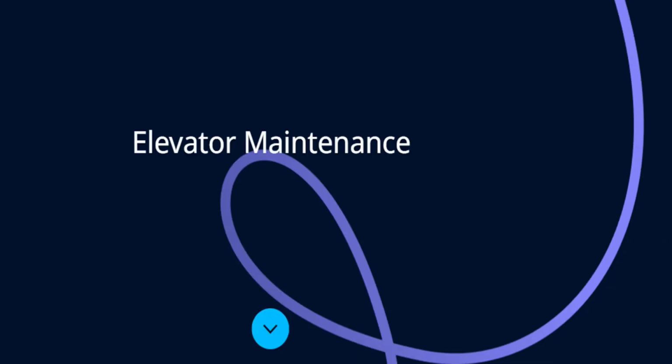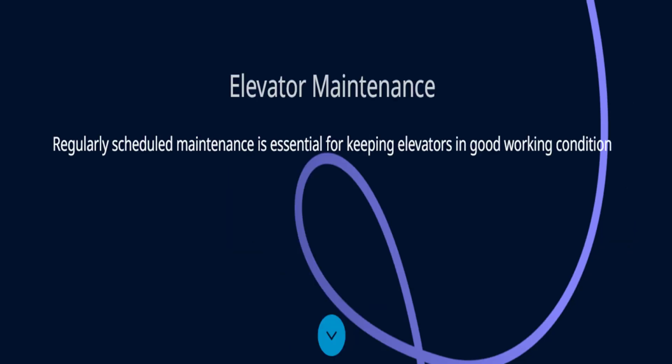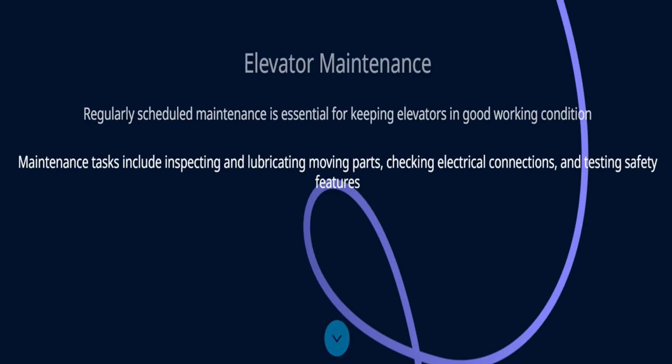Elevator maintenance. Proper elevator maintenance is crucial to ensure longevity and safe operation. Regularly scheduled maintenance is essential for keeping elevators in good working condition. Regular checkups help identify and address small issues before they escalate. Maintenance tasks include inspecting and lubricating moving parts, checking electrical connections, and testing safety features. These tasks help ensure the elevator runs smoothly and reliably.